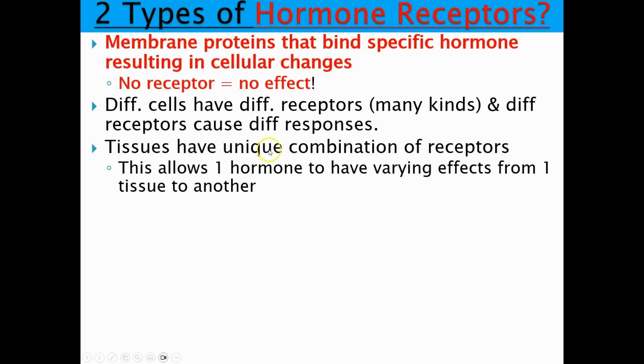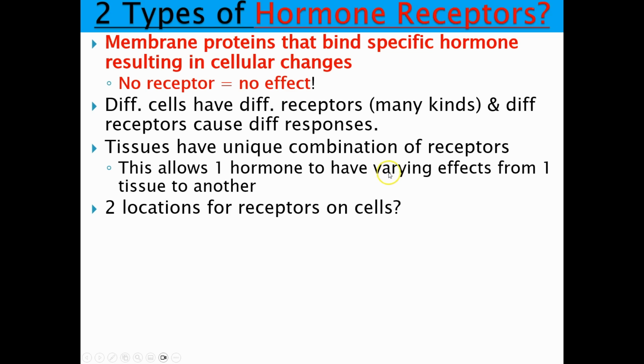But tissues can have unique combinations of receptors, and this is how one hormone can have varying effects from one tissue versus another. It's based on the types of receptors and what those receptors do, and if they open and allow one object in versus another. Again, a concept we're going to be getting to later. I don't want this to be overwhelming when we get there, so I'm introducing you to some of the tougher things. But this is the main point.